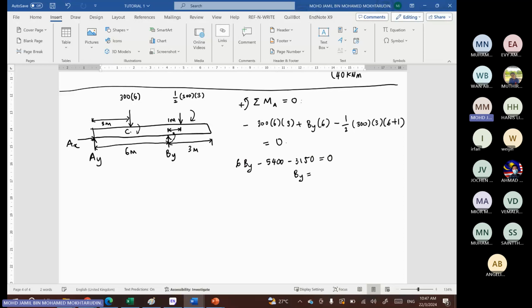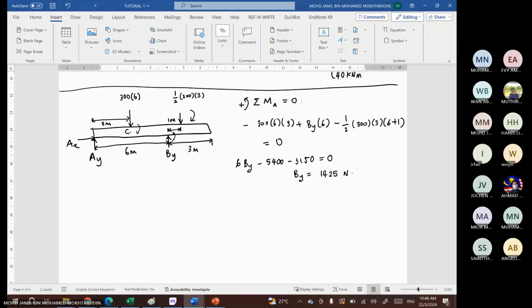So By equals 1425 Newton. Okay, and then we can do with force in the x direction. So in the x direction, you only have Ax. So Ax equals 0.